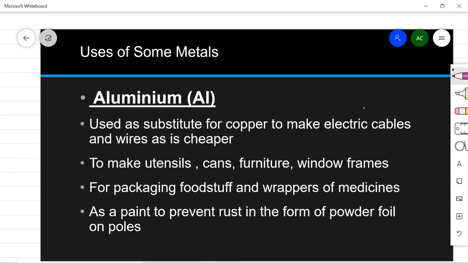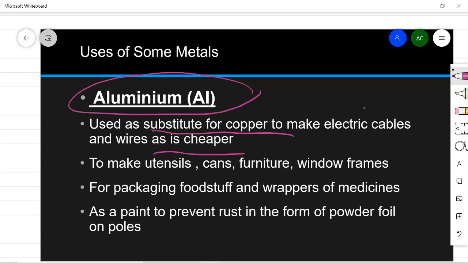Another metal we will be talking about is aluminium. It is the most abundant metal found in the earth's crust, and it is the second most useful metal after iron. And what is its color? It is silvery white in color, and it is malleable and ductile also, and a very good conductor of heat and electricity, and that is why it can be used as a substitute for copper to make electrical cables and wires, as it is cheaper. It is cheaper than copper, so if you want cheap wires, aluminium wires are also available.